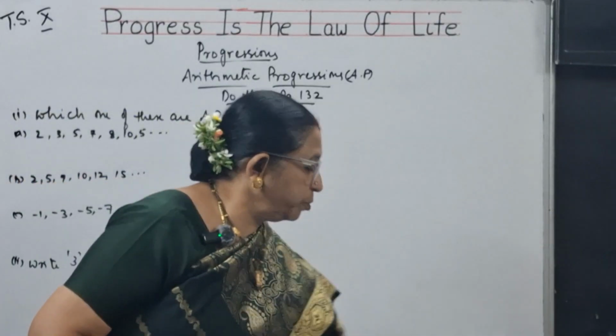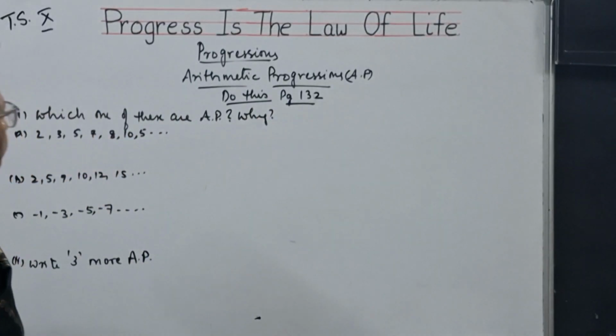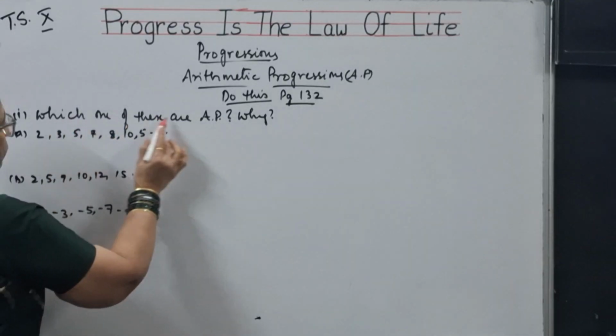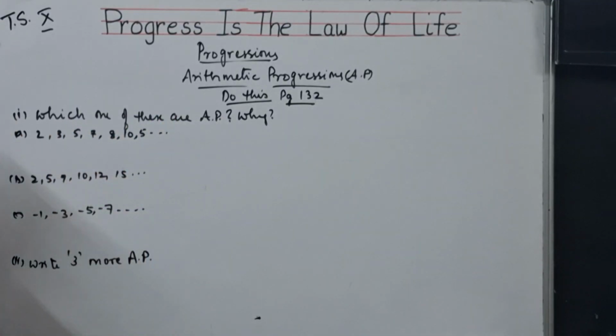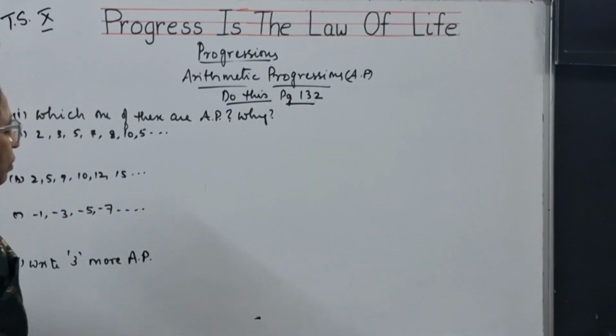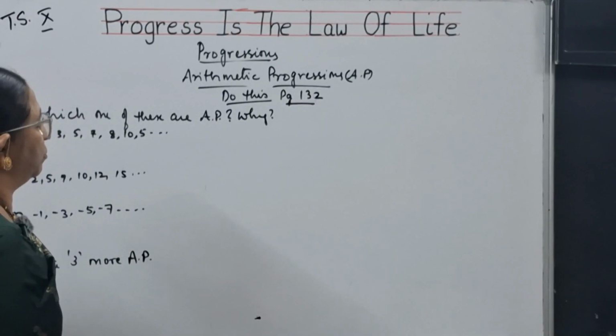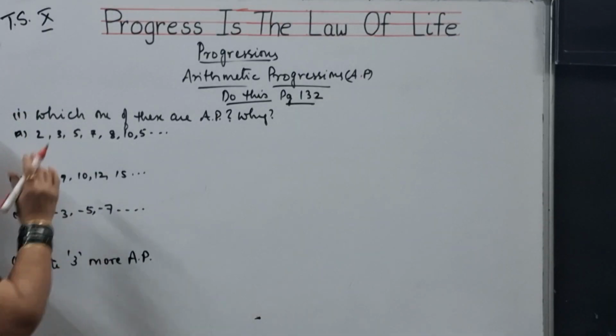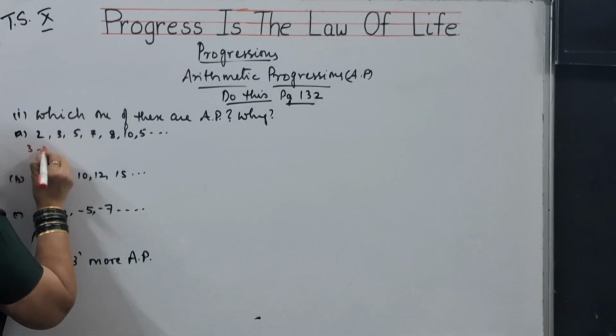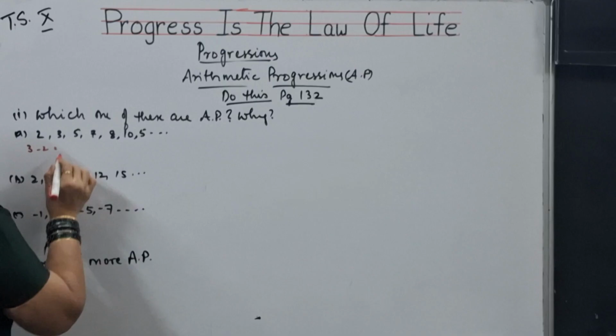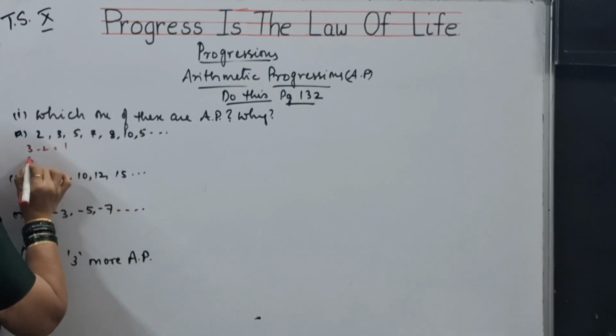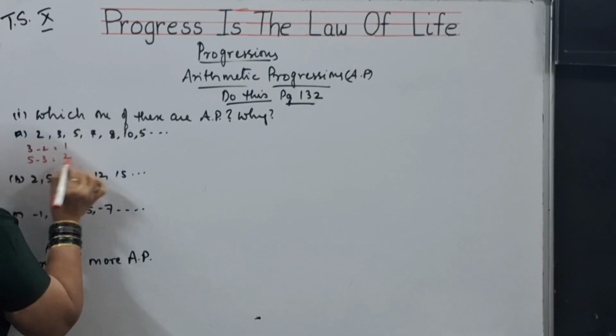Now in your textbook page 132, you have to do these sums, children. Which one of the following are AP, and why are they asking? AP means, as we have understood, they should have a common difference. So let me see here. 3 minus 2 is how much? 1. And 5 minus 3 is 2.